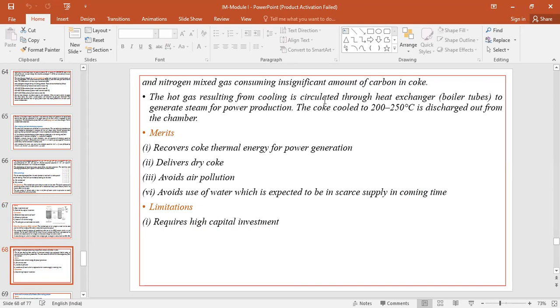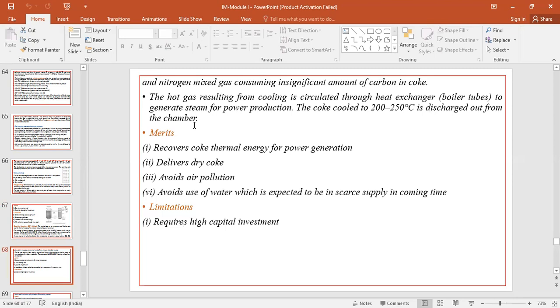By this method, the coke is cooled down to approximately 400 degrees centigrade, then discharged, and it will be used for various processes within the integrated steel plant.